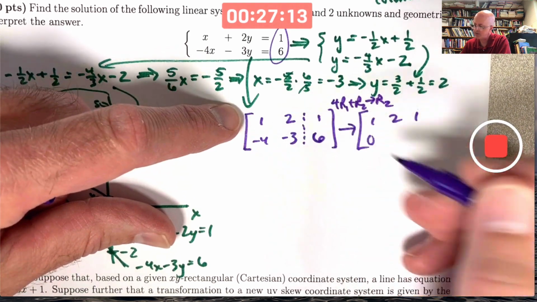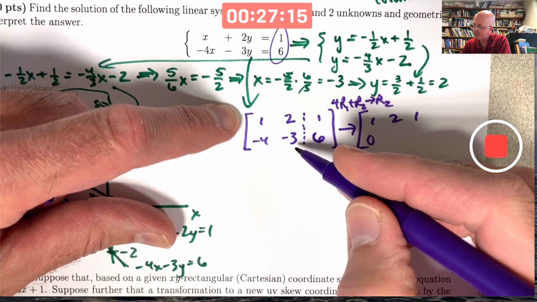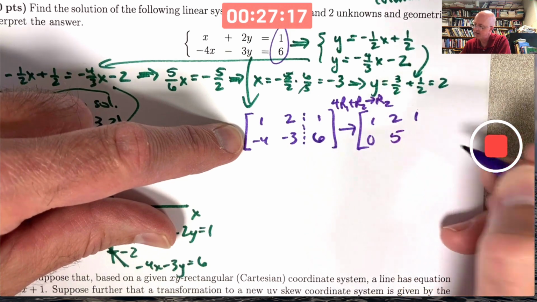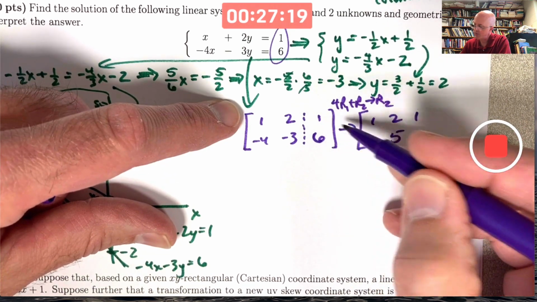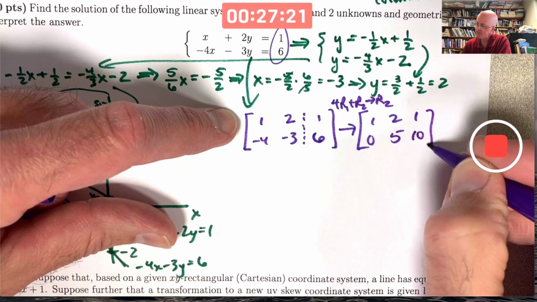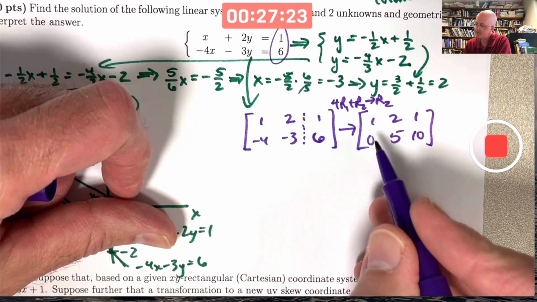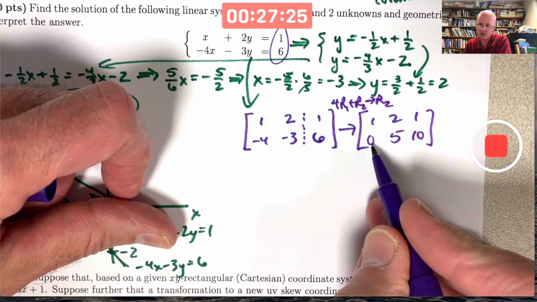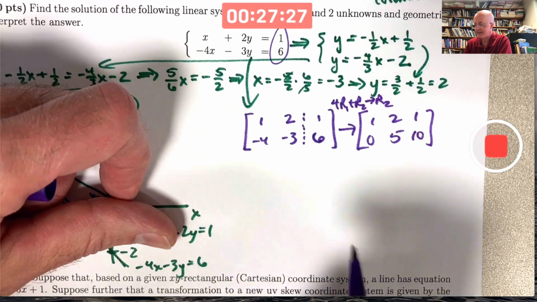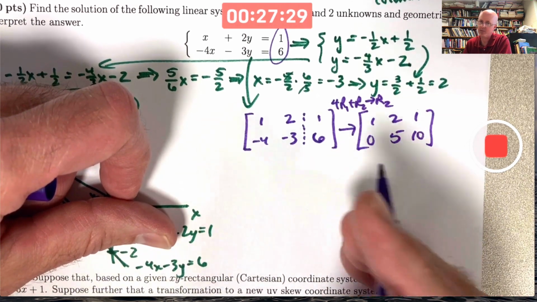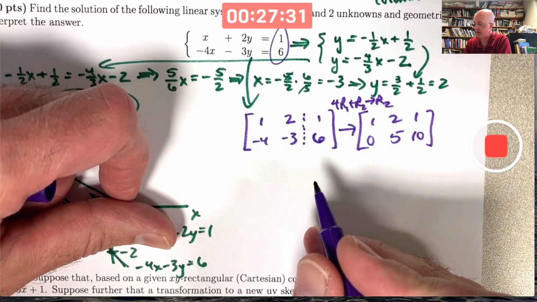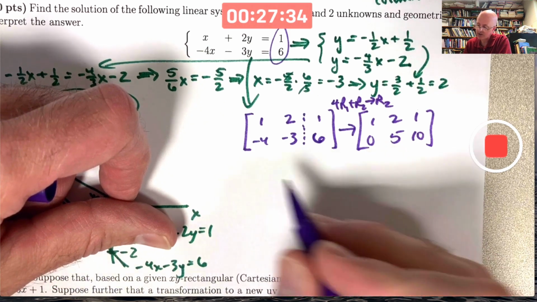I got to do it to the other ones too. 2 times 4 is 8. 8 plus -3 is 5. 4 times 1 is 4. 4 plus 6 is 10. Right? So I got a leading 1 in the first row and a 0 below it. That's good. In fact, this essentially is in echelon form now, but not reduced row echelon form. It's in row echelon form.